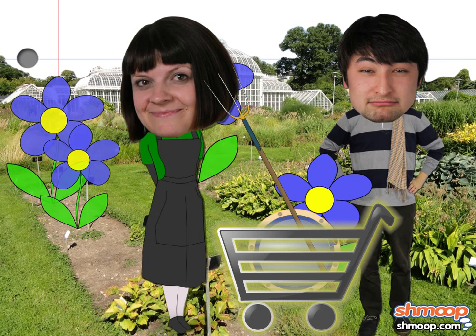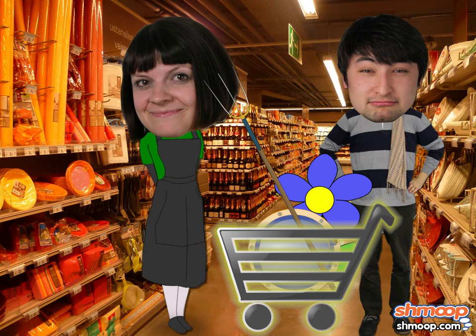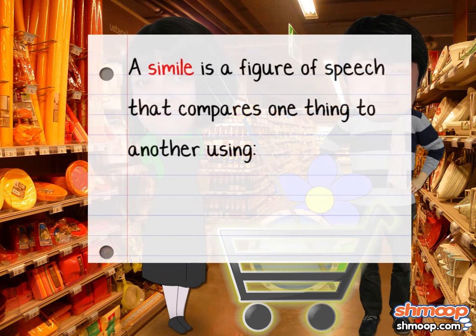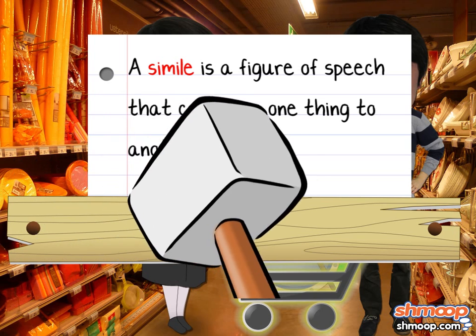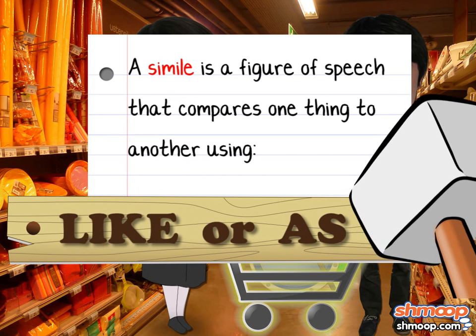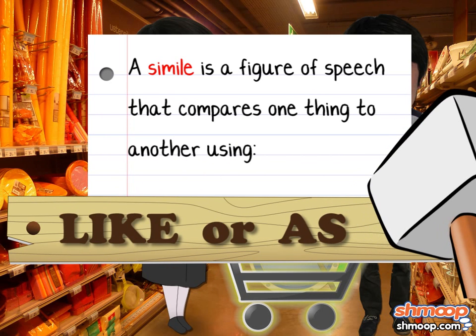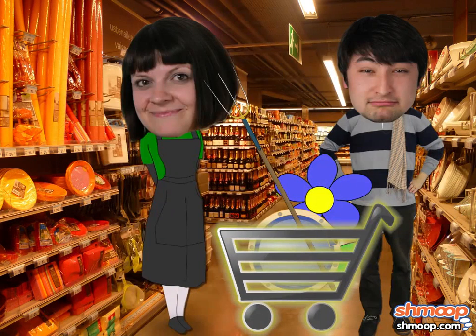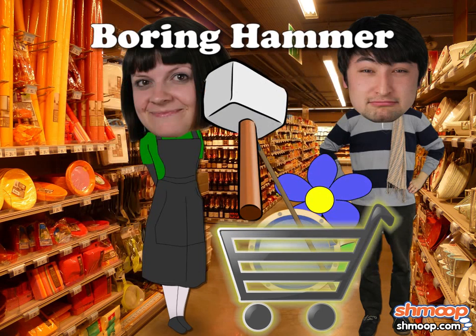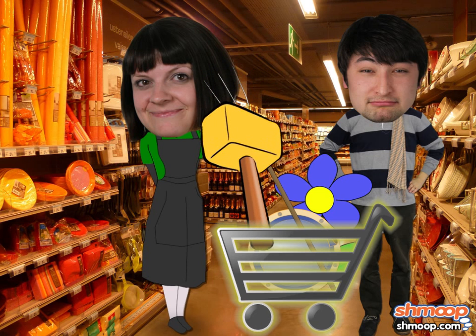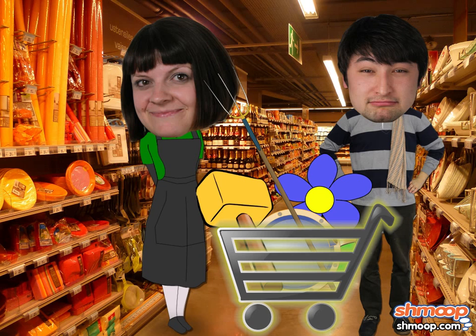Of course, at some point, we have to be able to describe all the stuff we're trying to say. A simile is a figure of speech that compares one thing to another using like or as. Ever heard the phrase tough as nails? Simile alert. Metaphors are like similes, but without the like or as. Metaphors are magical because they turn one thing into another thing. Take the phrase, the golden hammer. The golden hammer isn't really made of gold. It just means the right tool for the right job.